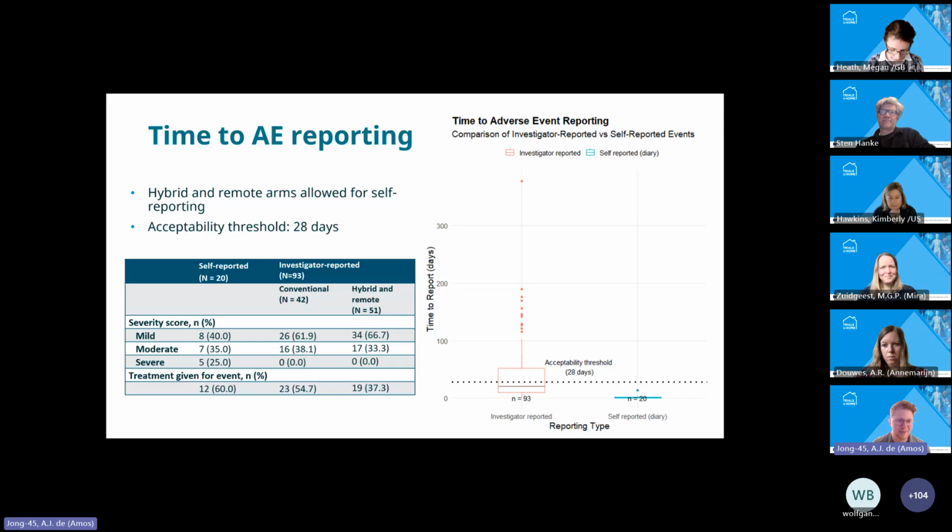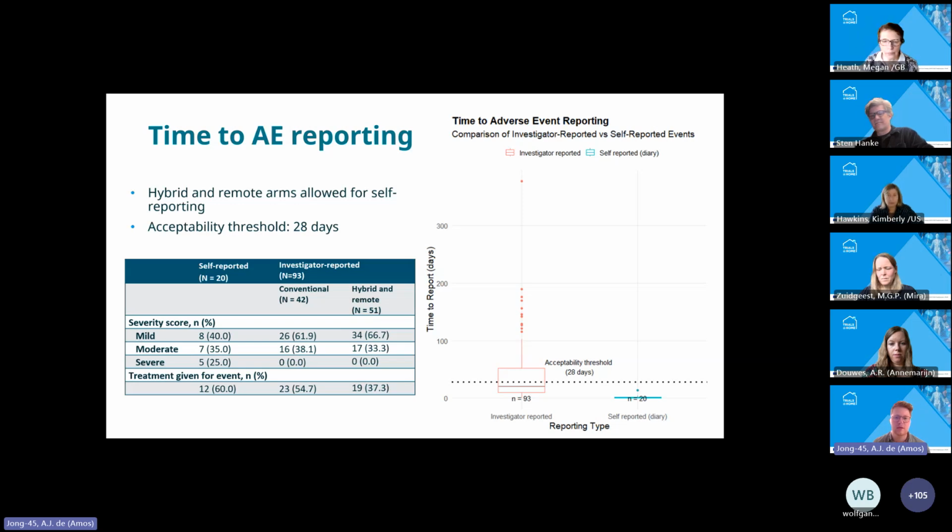Should not be interpreted as serious adverse events, of course. But for the mild and moderate events, I think it is relatively comparable. If we look at the treatment given for the event, we see that it is slightly less for the investigator-reported adverse events in the hybrid and remote arm, which is also an interesting finding.